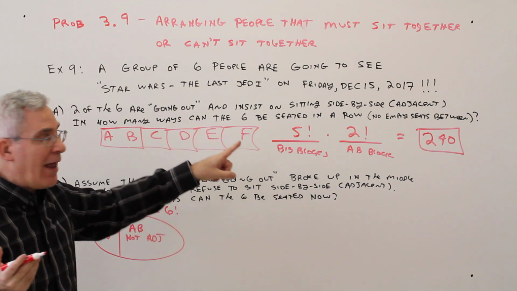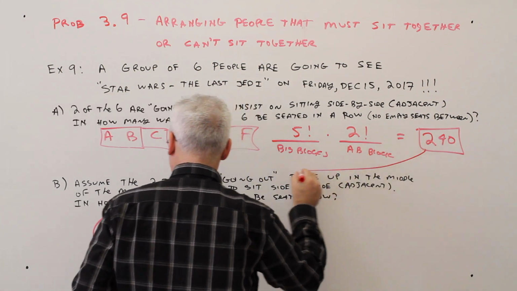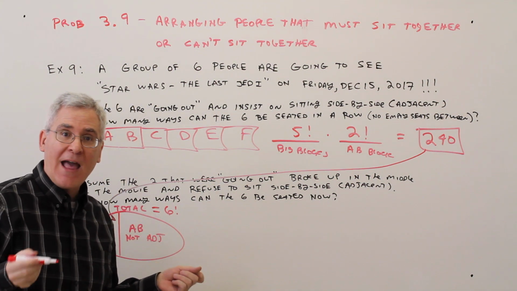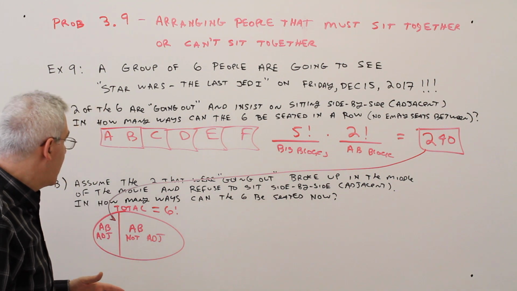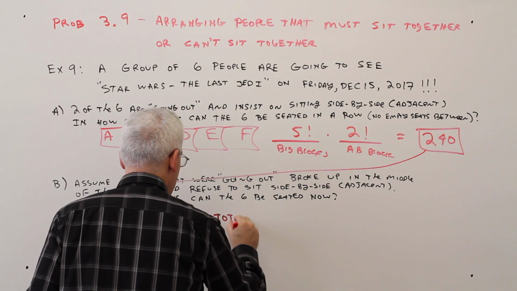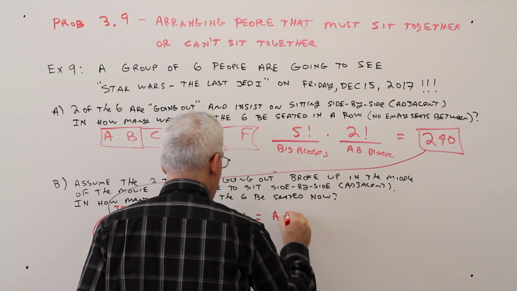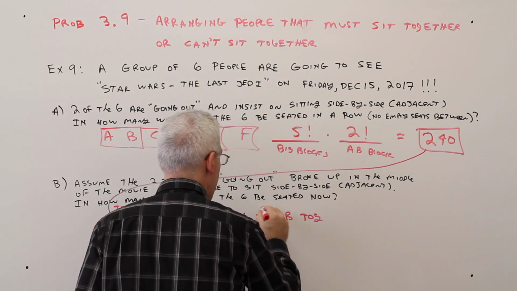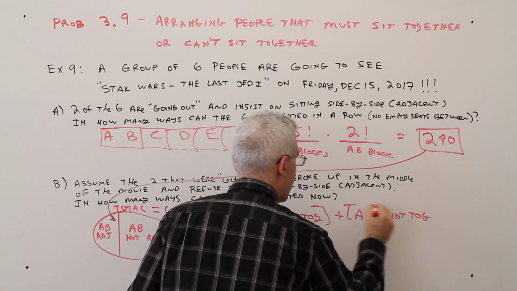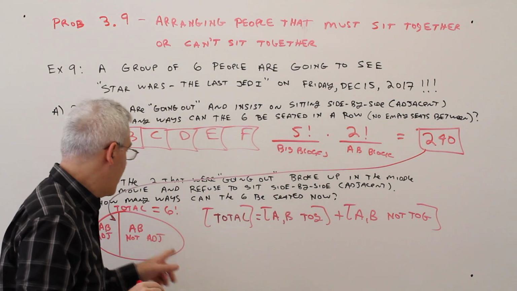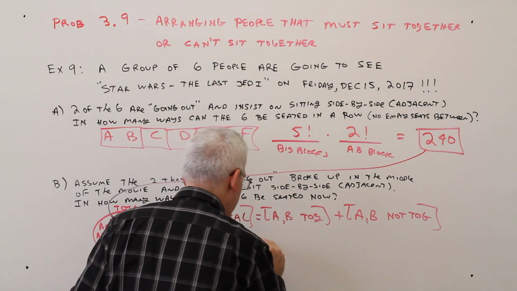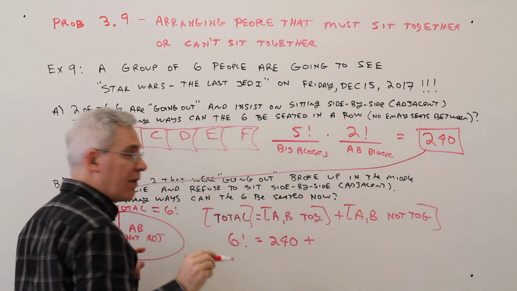We just found out the number of ways that A and B are adjacent, but I want to find out the number of ways that A and B are not adjacent. I can subtract. I'll write it the following way. I know that the total equals A and B together plus A and B not together. So 6 factorial equals A and B together, which was 240, plus A and B not together.